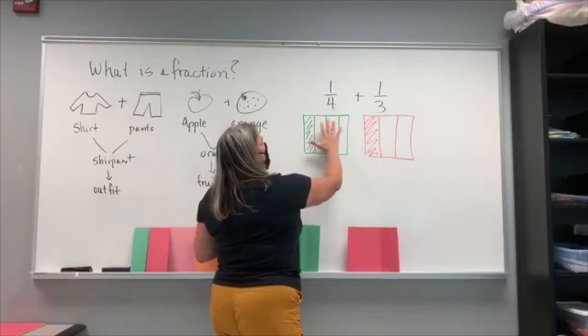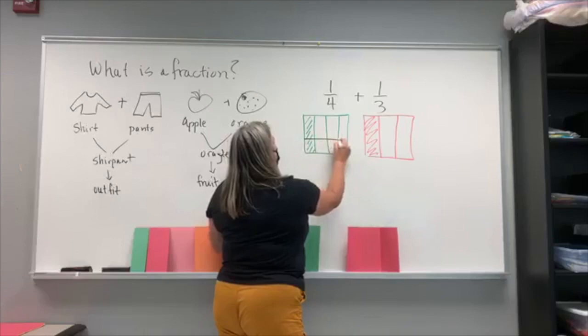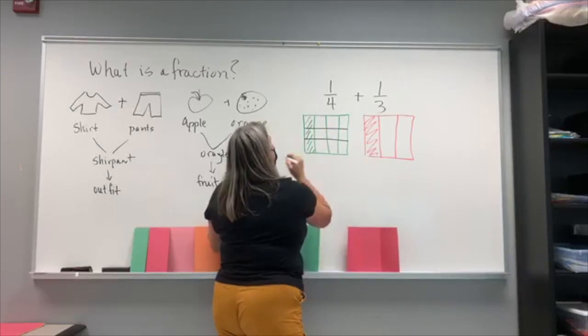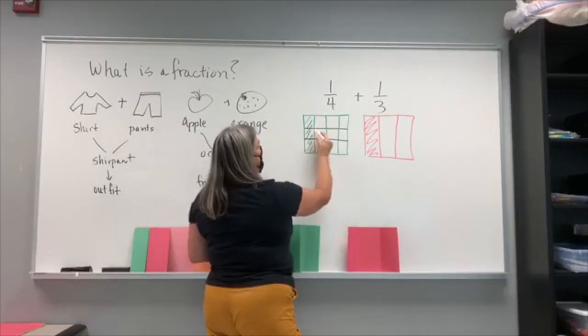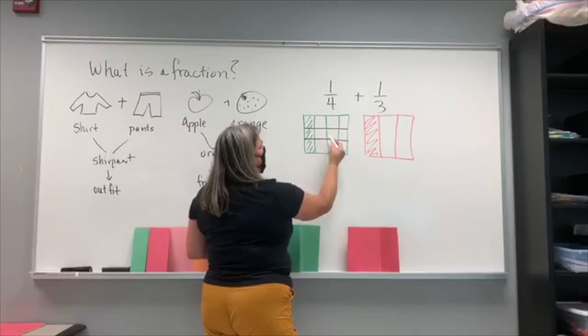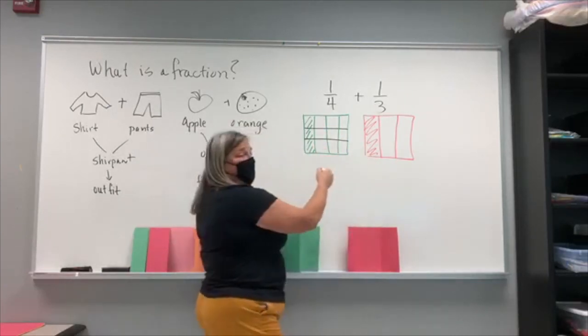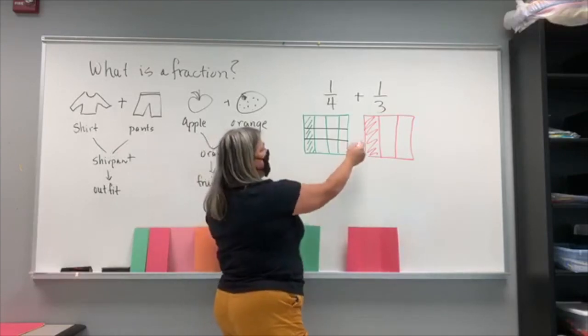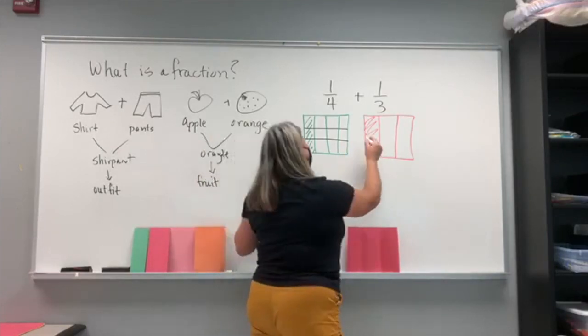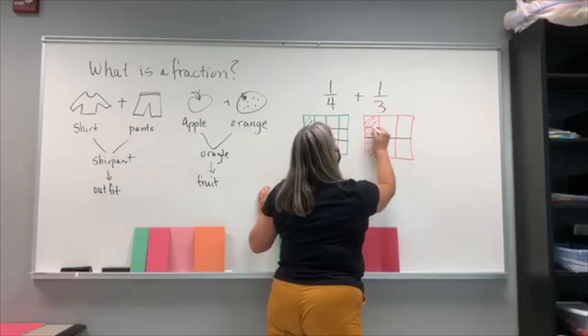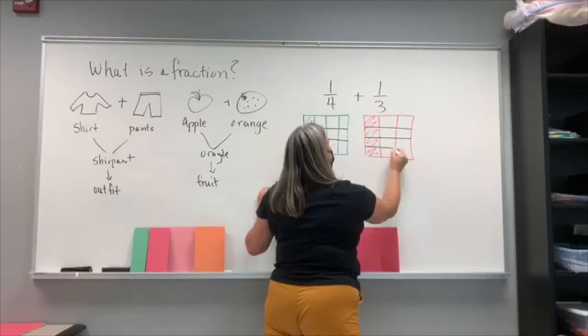So what I'm going to do is I'll take this one and split it into thirds going this way. So if you think about it, this is a third, a third, a third. And then I'm going to take this one, and what do you think we'll do with this one? We're going to split it into 4, just like this one is.